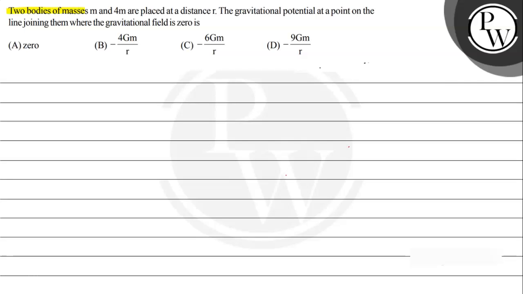The question says two bodies of masses m and 4m are placed at a distance r. The gravitational potential at a point on the line joining them where the gravitational field is 0 is: option A, 0; option B, minus 4Gm by r; option C, minus 6Gm by r; option D, minus 9Gm by r. To understand this question, we need to understand the concept of gravitational potential and field.